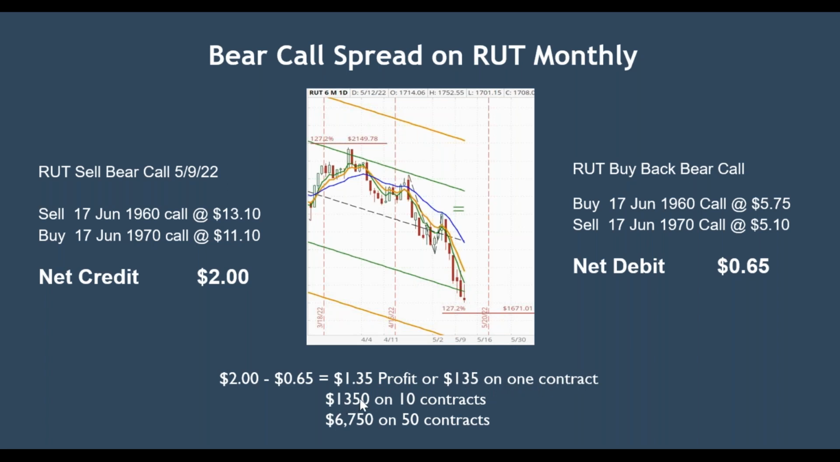10 contracts, that's $1,350, 50 contracts. And yes, I do have some people that do this, 50 contracts. I do have to mention that past performance is no guarantee of future results. However, like I said, I've been trading for 4+ decades, and I've been publicly releasing my trades when I see something that I'm going to do for the last 11 years, and I am very profitable.